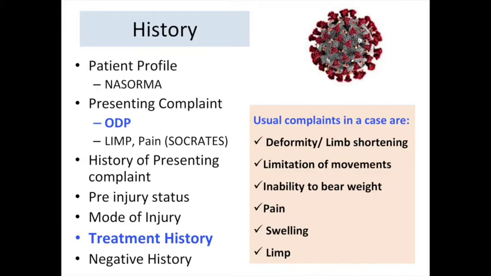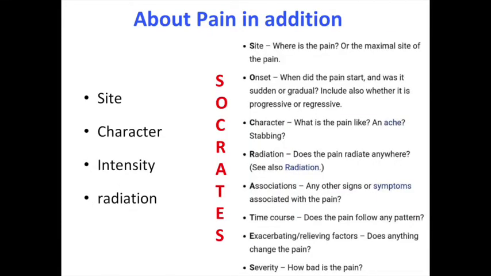We definitely need to know the pre-injury status, which has a bearing on making the diagnosis as well as deciding what could be the treatment. We want to know the mode of injury, whether it is a low energy trauma or a high energy trauma. And in a malunited trochanteric fracture scenario, the treatment history is pretty important. Negative history we've already talked about. So if there is pain, now in a classical malunion, there would be no pain.